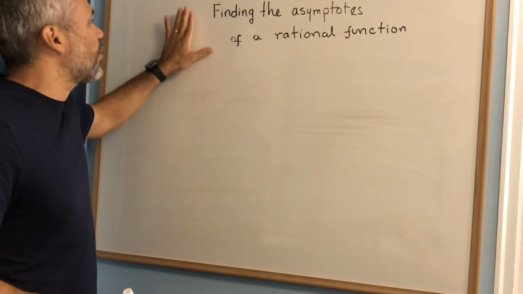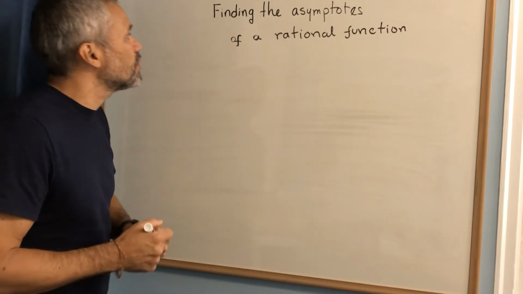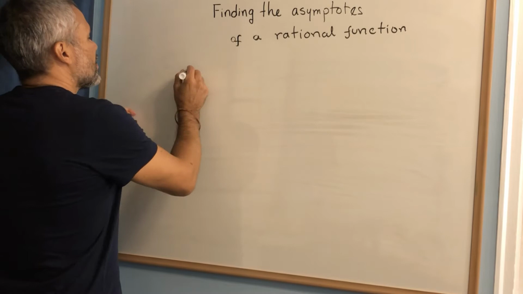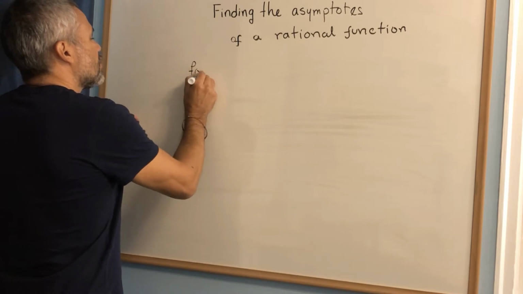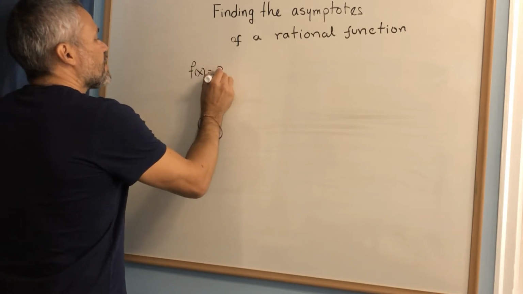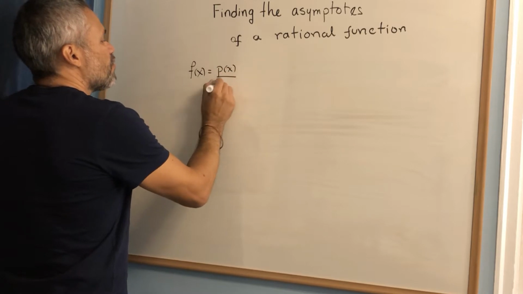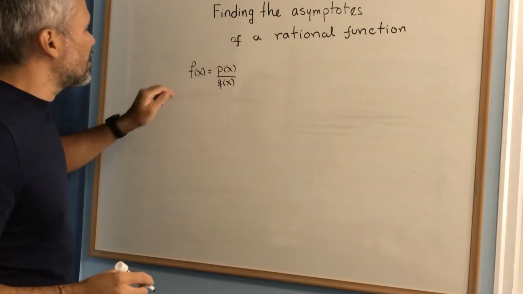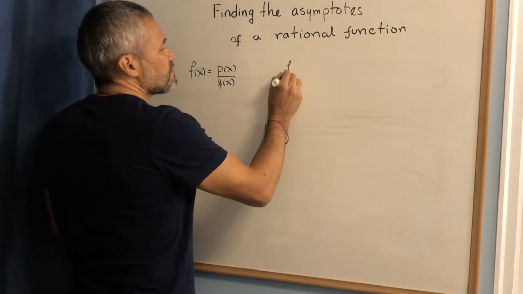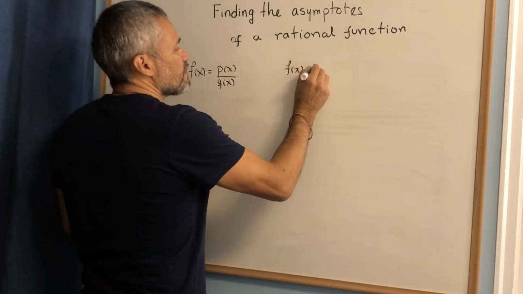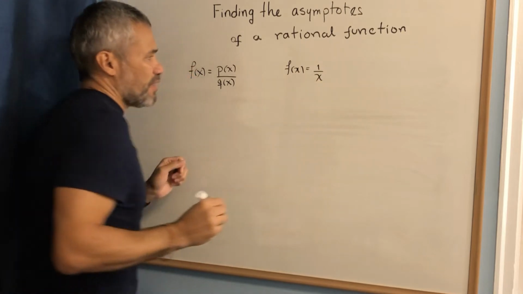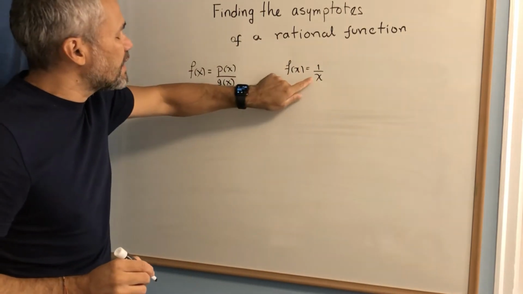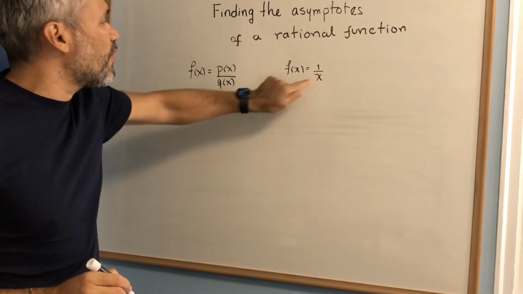Okay, in this video we will explain how to compute the asymptotes of a rational function. Let me remind you that a rational function is a function that can be written as a polynomial over another polynomial. And let me start by graphing this function, which is a rational function, 1 over x. In this case, the numerator is a polynomial of degree 0, and the denominator is a polynomial of degree 1.